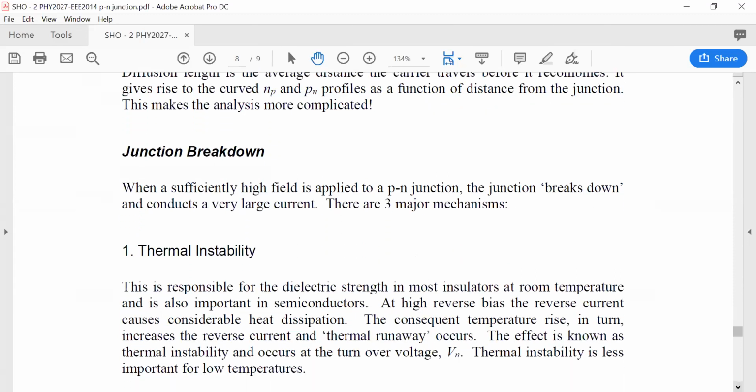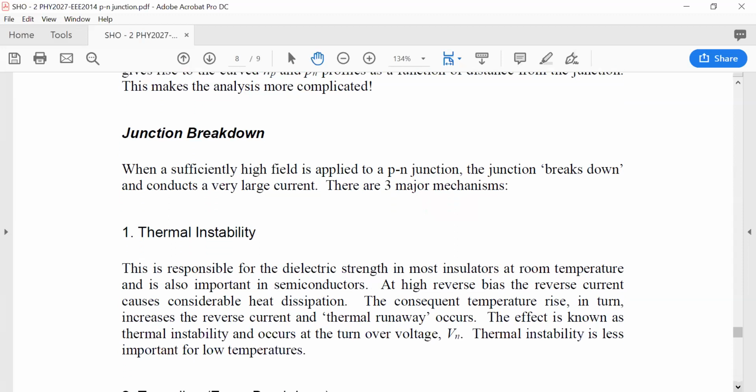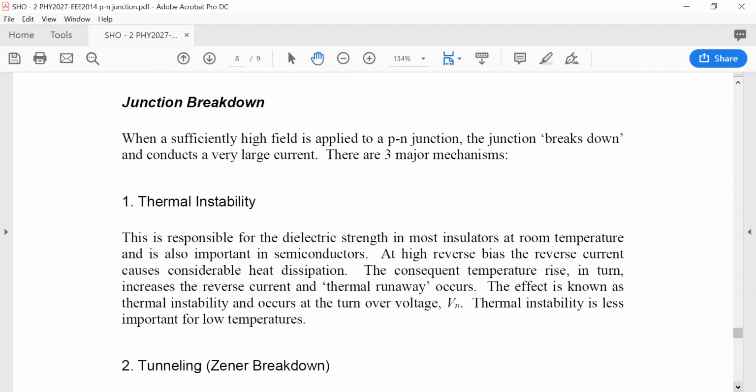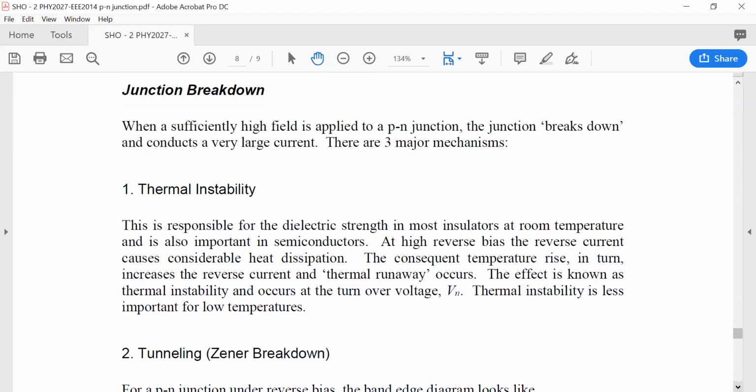So in fact, there are three main mechanisms through which the junctions will break down with a high field applied. And the first is through heat generated from high reverse bias. And this is known as thermal instability. At high reverse bias, the reverse current that we've called I0, or the reverse saturation current, causes considerable heat dissipation. Now remember that the number of conduction electrons varies with temperature, and different semiconductors have different sensitivities to this temperature rise or fall. And the temperature rise from the high reverse bias will increase the reverse current, and a so-called thermal runaway occurs.